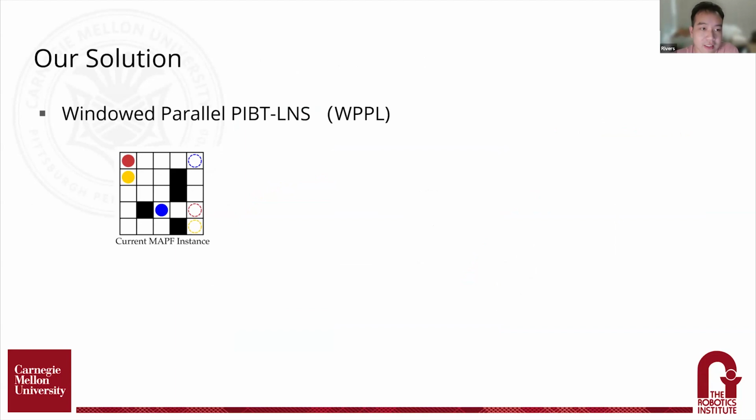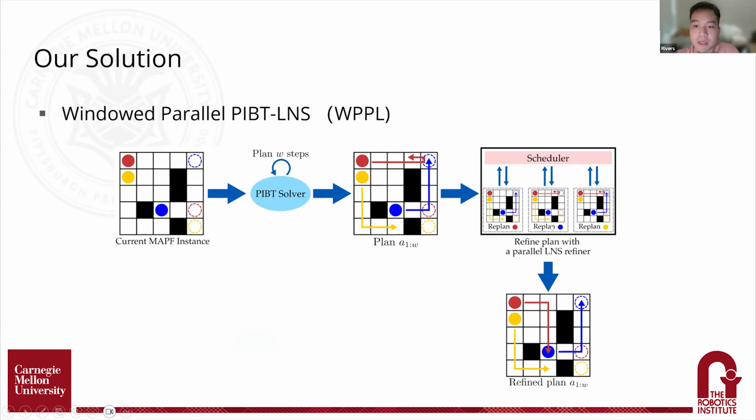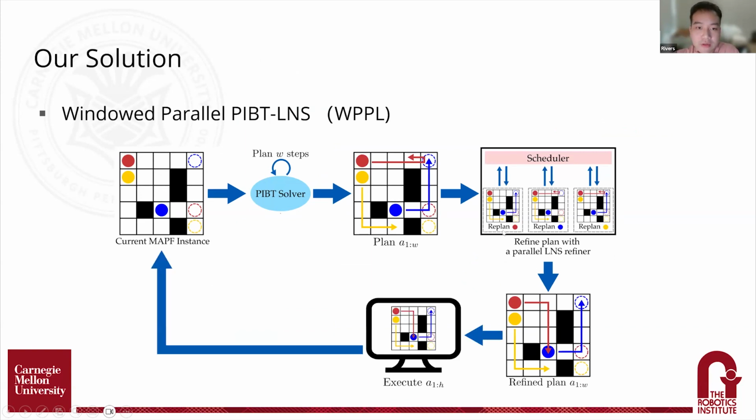Our solution is finally named windowed parallel PIBT large neighborhood search, which is a combination of several techniques. With the current MAPF instance, we use PIBT to generate an initial solution. Then we use parallel large neighborhood search to refine the solution. And then we execute several steps.